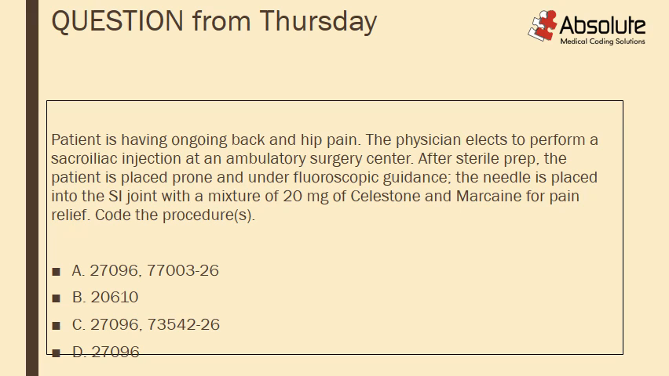27096 says injection procedure for sacroiliac joint, keyword, anesthetic steroid with image guidance, keyword, it's bundled in there, including arthrography when performed. So this was the correct code, and if you looked at the parenthetical notes, 27096 is to be used only with CT or fluoroscopic imaging, so we knew that was correct. And then if you went over to 77003, it told you you can't code it with 27096.